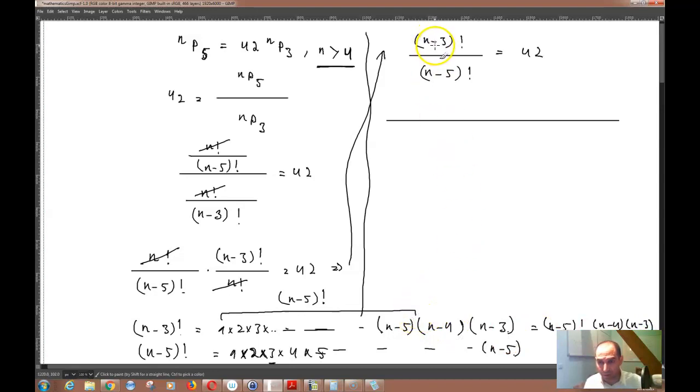So then that means that I can write this as (n minus 5)! times (n minus 4) times (n minus 3), right? And then over here I have (n minus 5)!, and this is equal to 42. These are a little bit weird in the beginning.